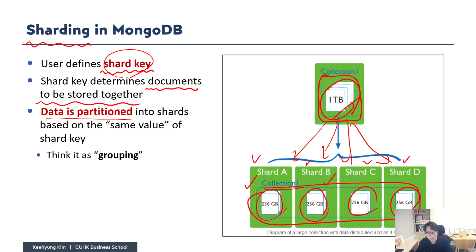So basically, data will be partitioned into shards based on the same value of the shard key. You can think of this as something like grouping. You are defining what the group ID will be. In this case, we call that a shard key.